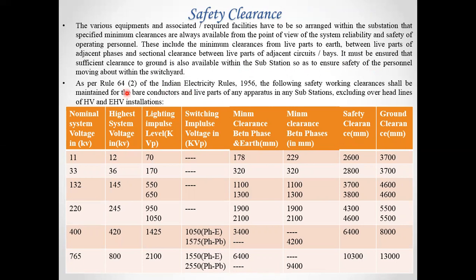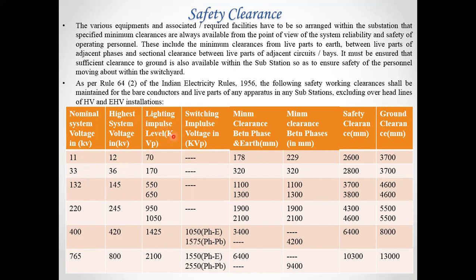As per Rule 64 of the Indian Electricity Rules, 1956, the safety working clearance should be maintained for the bar conductors and live parts of any apparatus in the substations, excluding overhead lines. So this is that table: nominal system voltage, in kilovolt. I will take the example of 132. Then the higher system voltage should be 145, and it should not exceed this. So our requirement is 132, but the higher system voltage can be up to 145.